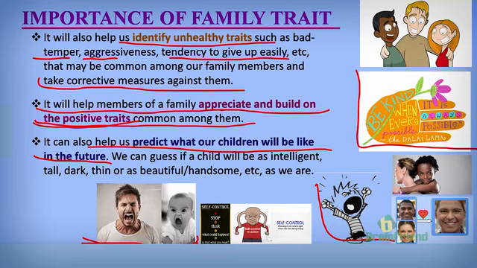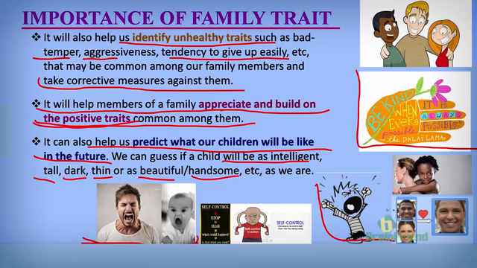If he's tall, I could say, maybe I'll have a tall child because I have an understanding of the traits that exist in my family. I could also say, maybe I'll have a short child because maybe my other siblings or my parents are short. So with this knowledge, we can guess if our children will be as intelligent, tall, dark, thin, as beautiful, or as handsome as we are. All of these traits we can guess because of the knowledge we have about family traits.